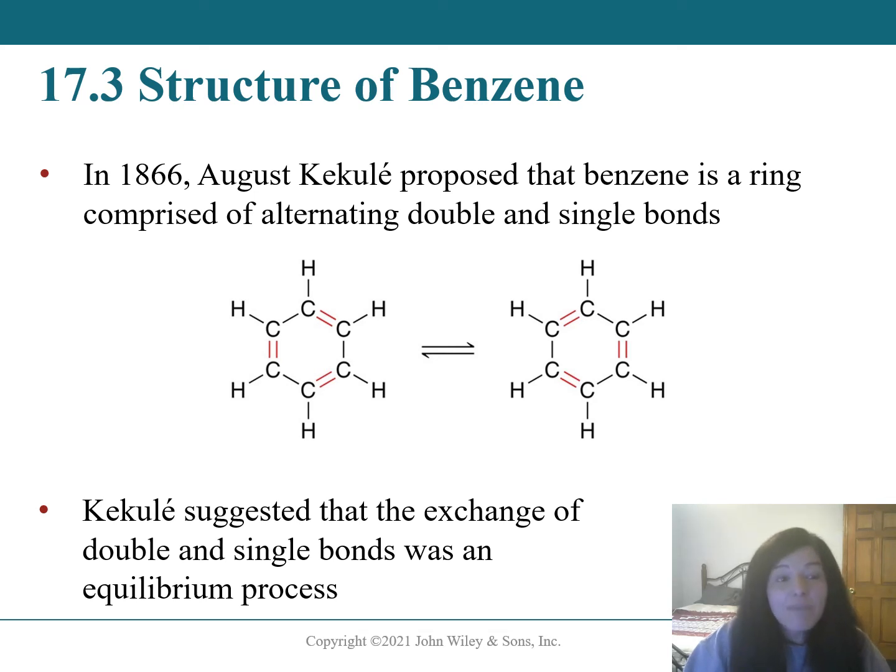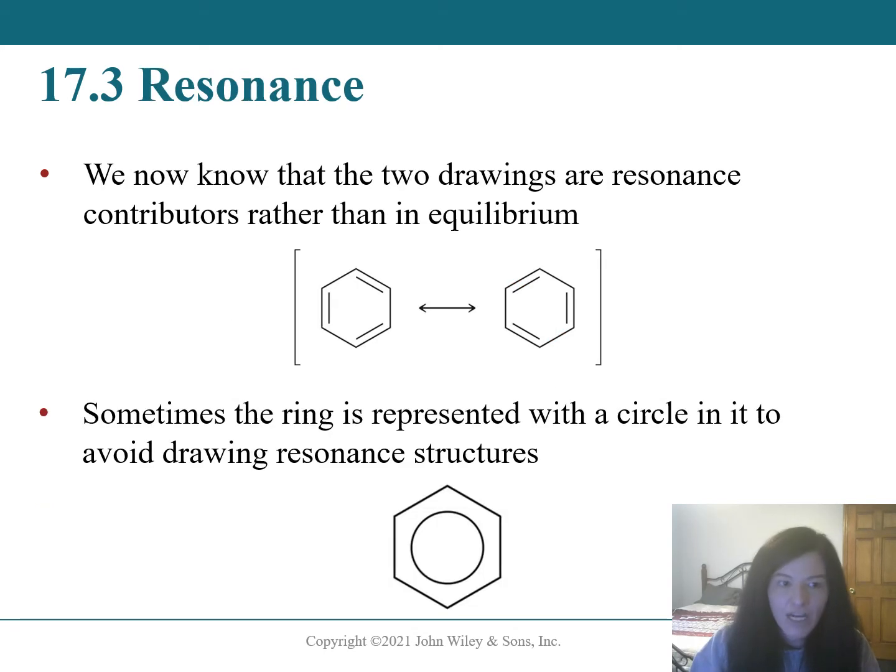All right, so we've seen benzene rings drawn before. The benzene ring is drawn as a six-membered ring with alternating pi bonds. However, this representation isn't exactly accurate. August Kekulé suggested that the exchange of double and single bonds was actually an equilibrium process. So those pi bonds you see drawn out are actually constantly moving, right?